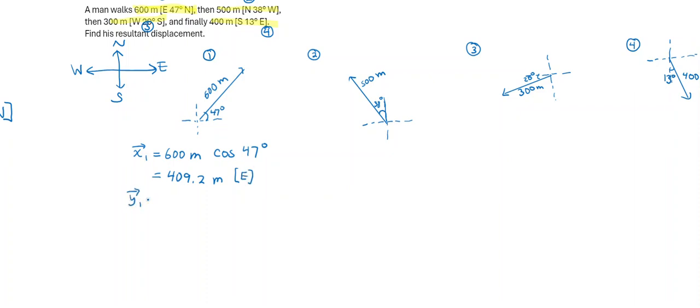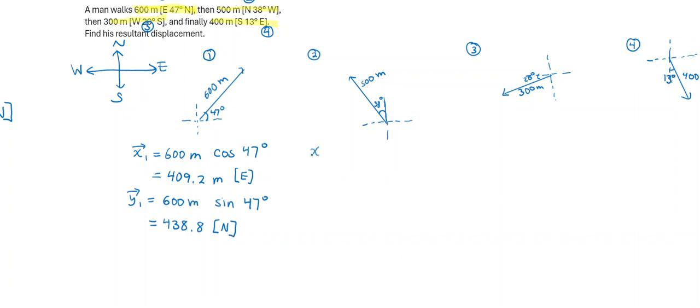And then for y, it's going to be 600 meters sine 47 degrees because opposite over hypotenuse is sine. And it's going to be 438.8 north.